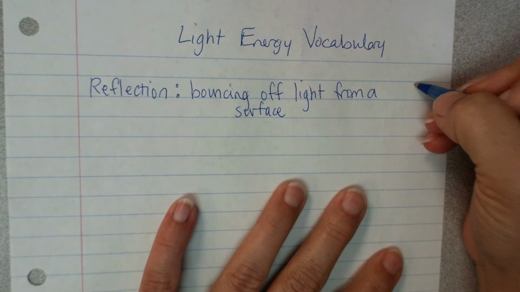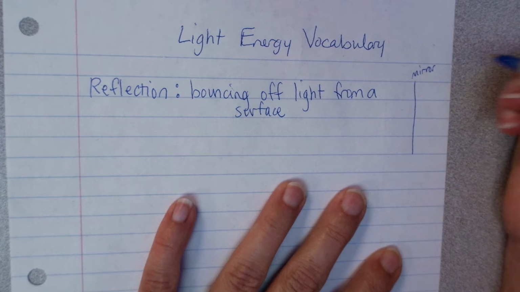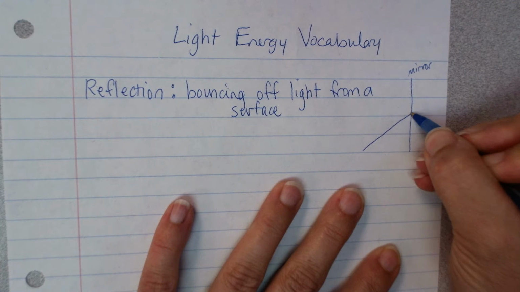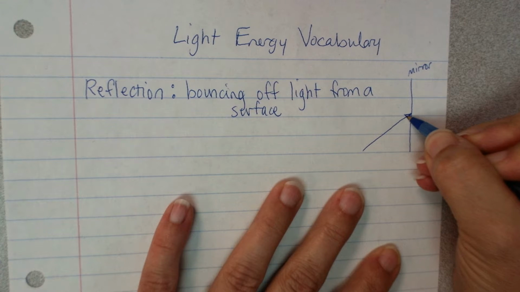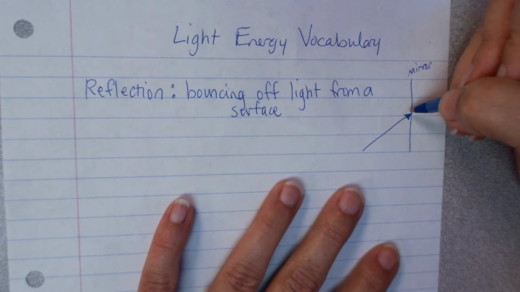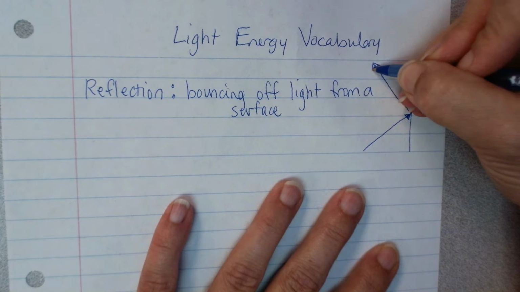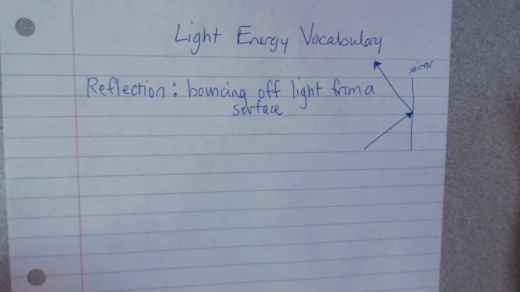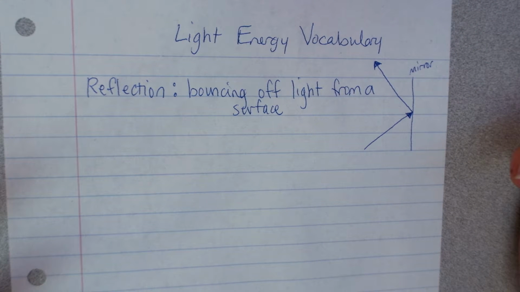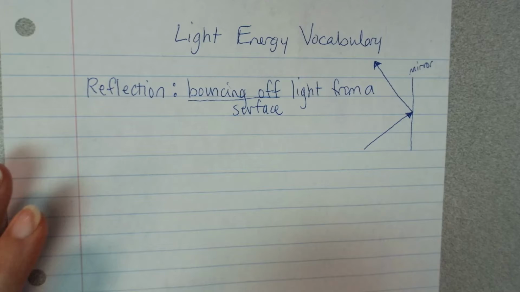If I have a surface here, let's just say that it's a mirror or another shiny surface, and light energy is striking it here, traveling in this direction. The rule for reflection is it's always going to bounce off at the same angle. So if we're coming in at this angle, we're going to see the light bounce off at the same angle. This is how you see a reflection when you look in the mirror. The light's actually bouncing off, and you see that image being reflected from the mirror. So bouncing off is our key words here for reflection.